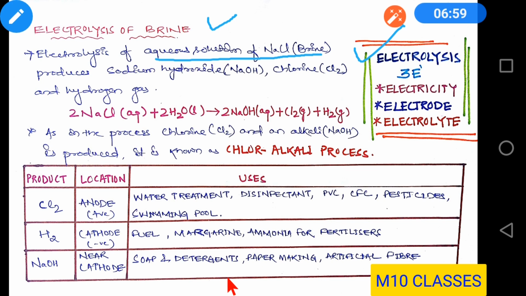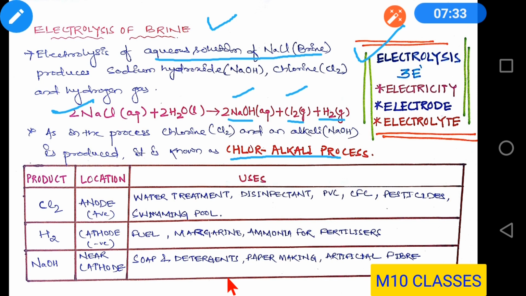Now see here, the electrolysis of aqueous solution of sodium chloride will give you this reaction. It will give you sodium hydroxide, chlorine gas, and hydrogen. Now in this process you are getting chlorine and an alkali, that is your NaOH, and that is why this process is known as chlor-alkali process. In the exams you may be asked to describe the chlor-alkali process. Don't be confused, you will write this process.